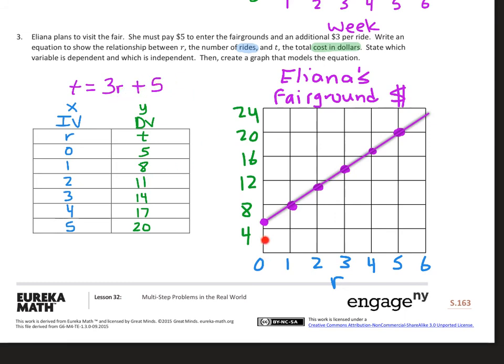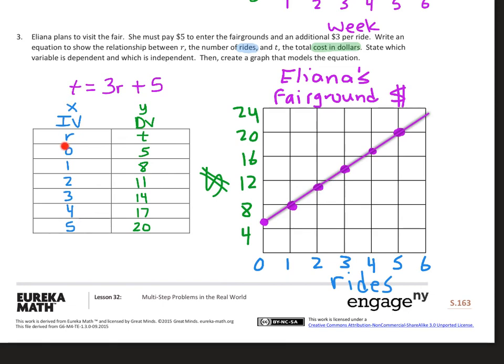And so we make this graph, Eliana's Fairground Money. Down here, you'll notice I'm missing some things. So let's fill those in. Rides goes down here. I need to have my labels. And on the other side I'm just going to put a $ sign for total cost. And now we can say our graph is complete with all of my marks plotted. So 1 to 8, 2 to 11.